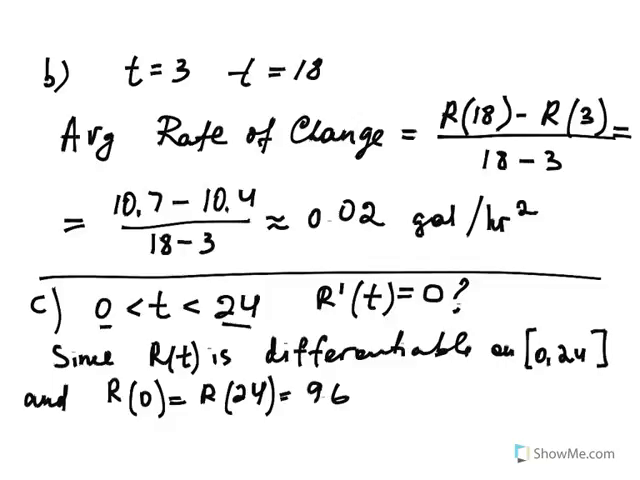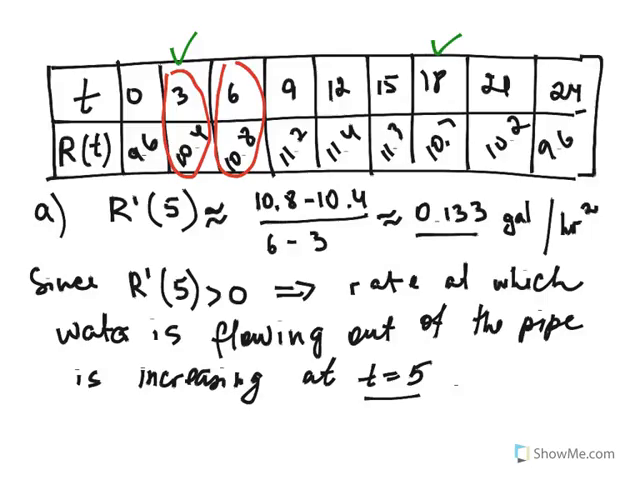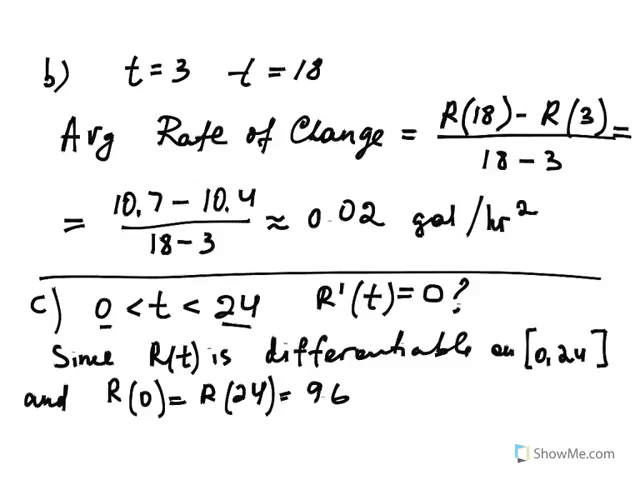How come? Where did I get it from? Well, look at this table. What's r of 0? r of 0 is 9.6. What's r of 24? It's also 9.6. And that's right here.